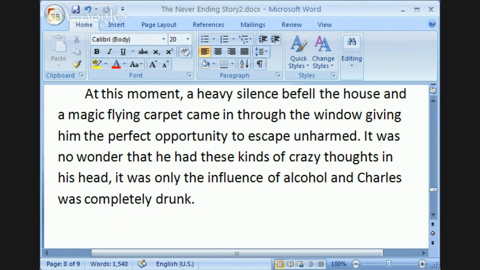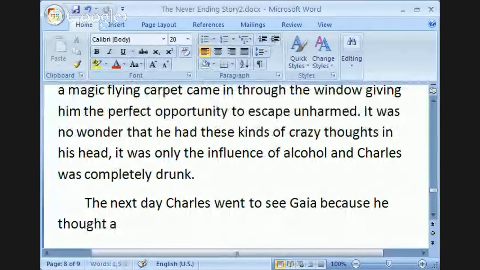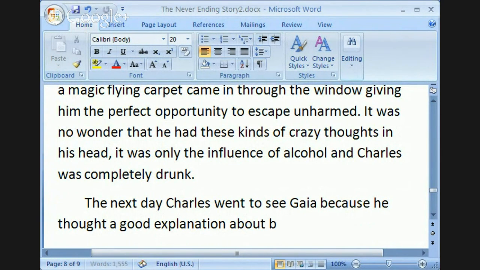The next day, Charles wants to see to Gaia. Went. Yeah, went to see to Gaia because he thought that she needs a good explanation about your bad behavior with her. About what? Bad behavior with her.